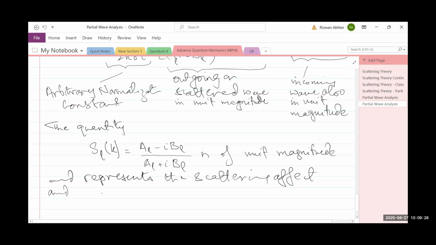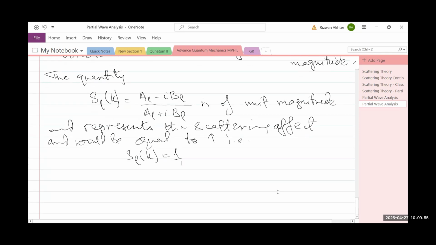And this, if there is no scattering, then this factor S sub L of k would be equal to 1, i.e. S sub L of k equals 1, when there is no scattering. So if there is no scattering, it would be something like this.